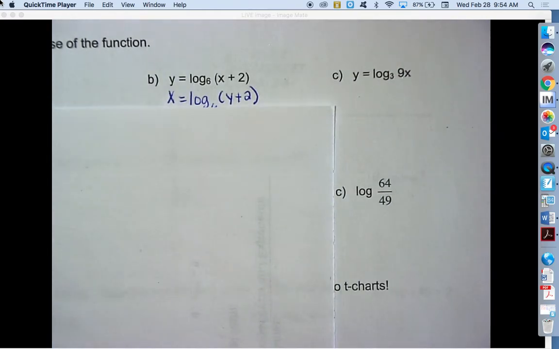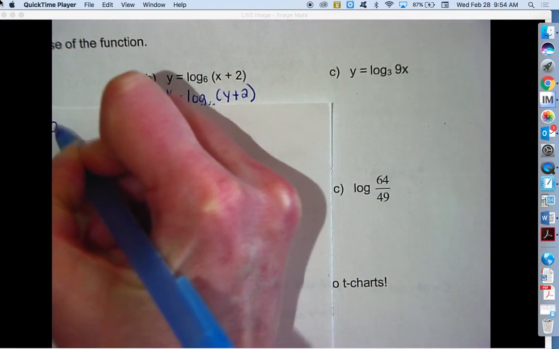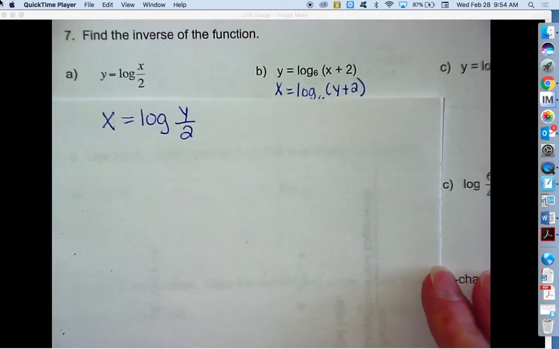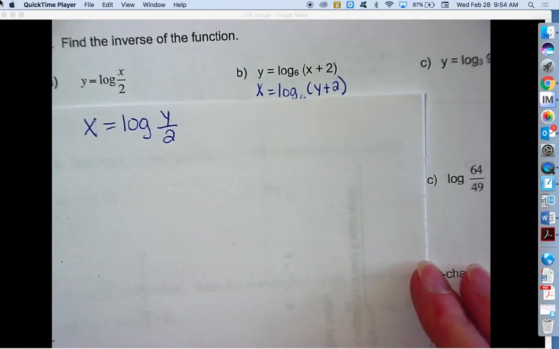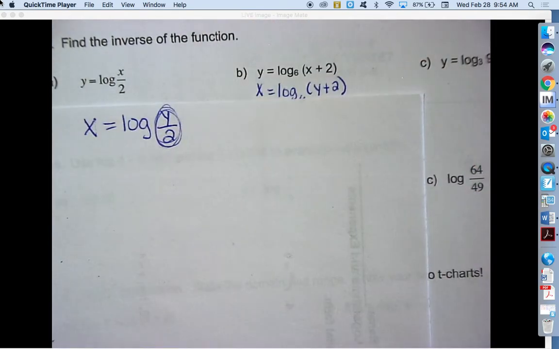So looking at A, starting exactly the same way, x equals log of y divided by 2. Right now, these are attached together. They're connected with the log. They're right next to the log. So you can't move anything to the other side. So instead, Sarah, how would you write it as an exponent?